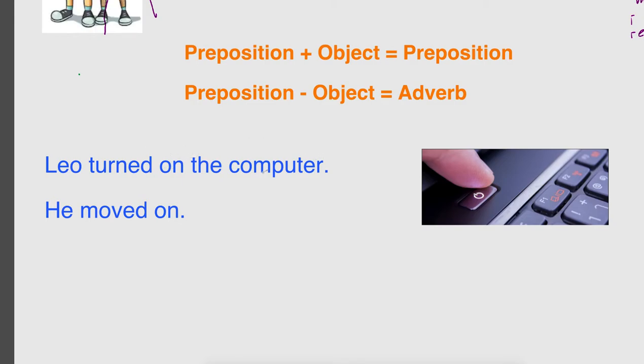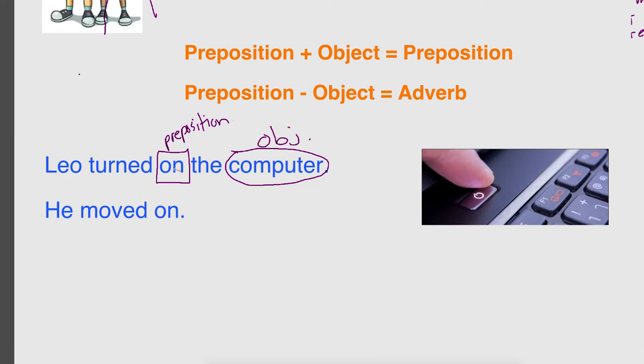Can you find it? Yeah, it's "on," right? So "on" is a preposition, or it could be. Let's see. Is there an object at the end? On the computer, yeah. Computer. So this is the preposition, and this is the object.